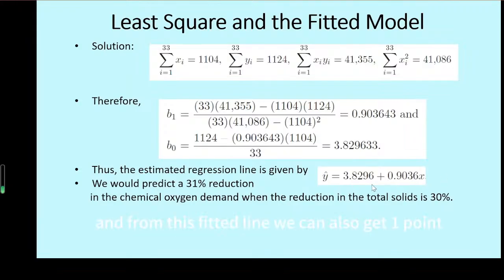And from this fitted line, we can also get a point estimation or prediction. Say, for example, at a 30% reduction level, we can get a 31% reduction in the chemical oxygen demand. This is y hat when x, the reduction in solids, is 30%. So in the next videos we will go into more detail on the assumptions and more advanced topics around the linear regression model.